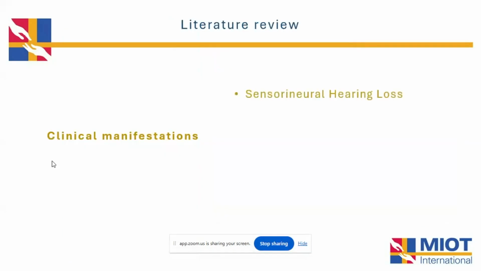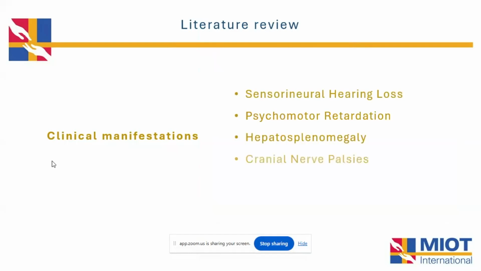So coming to the literature review, clinical manifestations: we have to be aware of sensorineural hearing loss, psychomotor retardation, hepatosplenomegaly, and cranial nerve palsy, especially when the sclerosis is too much. This can compress these nerves, so you have to be aware of this. Patients can also have pancytopenia because of loss of bone marrow.